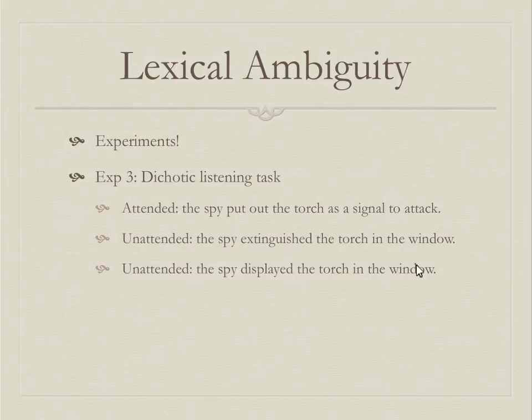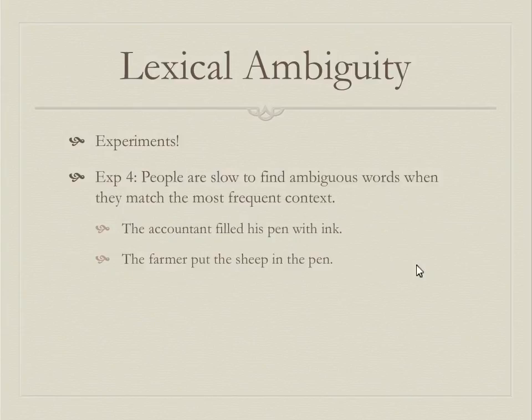And so this experiment really supports priming in context, because it's not the most common or most frequent response, because to put something out, most frequently people tend to think of as extinguish. If you put out a fire, that sort of thing. Okay. So people are slow to find ambiguous words when they match the most frequent context.